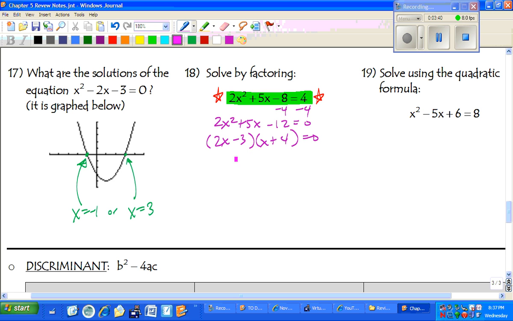And now that this is factored, if two things multiply to give us 0, one of those two things has to equal 0. So either 2x minus 3 equals 0 or x plus 4 equals 0. We'll just solve each equation. Add 3 to both sides, we get 2x equals 3. Divide both sides by 2, we get 3 halves. Over here, all we have to do is subtract 4. We get x equals -4.